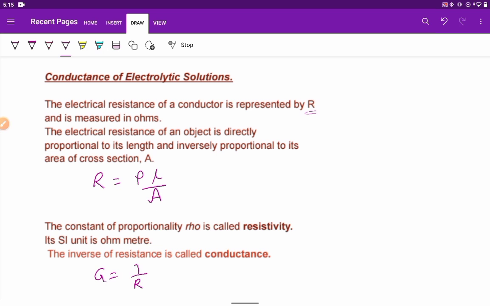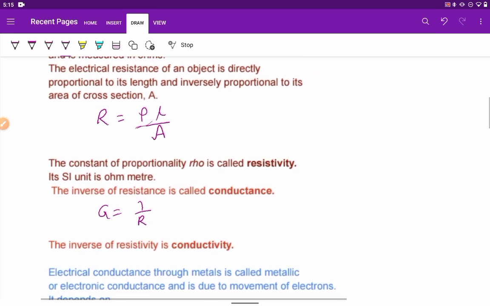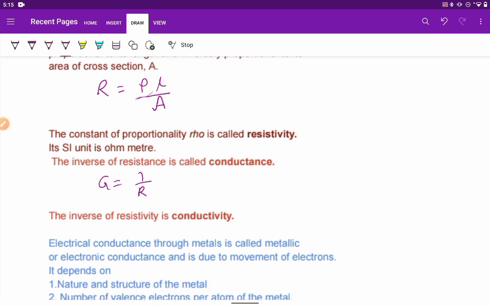The electrical resistance of any object is directly proportional to its length and inversely proportional to its area of cross section, which is denoted by A. So R will be equal to rho into L by A. This constant of proportionality rho is called the resistivity. The SI unit is ohm meter.